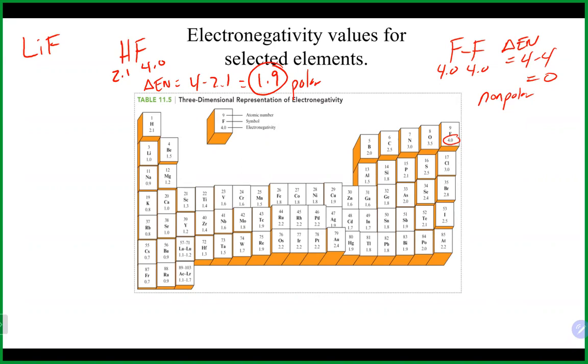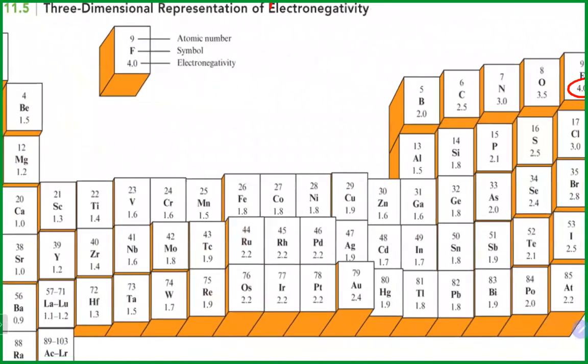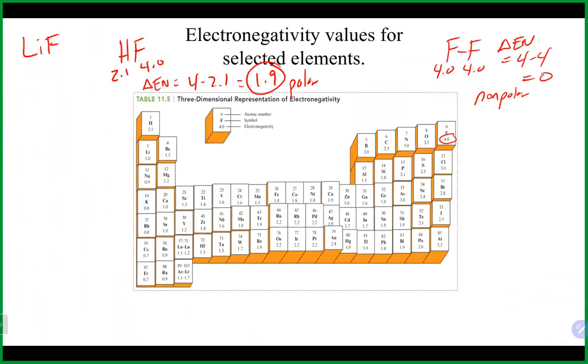If we look at lithium, which is here on the left, it has a value of 1, and again the fluorine is 4. Our change in electronegativity would be 4 minus 1, which would be 3. That is above 2, and it would be ionic in this case. Question on that there.